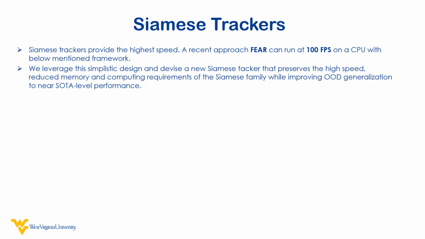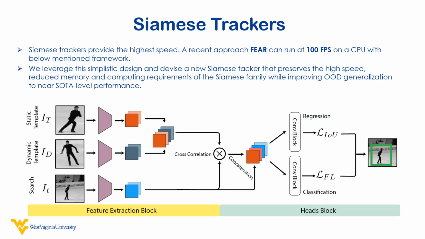Progress in the tracking community suggests Siamese trackers provide the highest speed. A fairly recent approach, FEAR, operates at 100 frames per second on a CPU. They have a generic feature extraction block that is shared for the template and search. The extracted features are then cross-correlated with the search features, and regression and classification heads process their corresponding outputs. Most Siamese trackers also involve a dynamic template that is combined with the static template before cross-correlation.